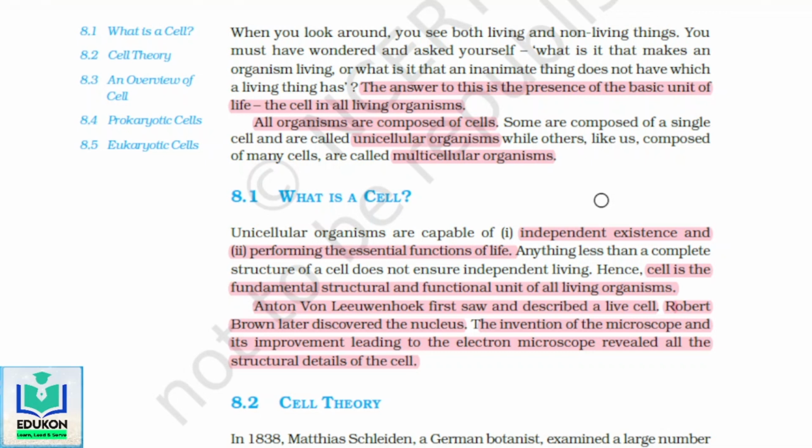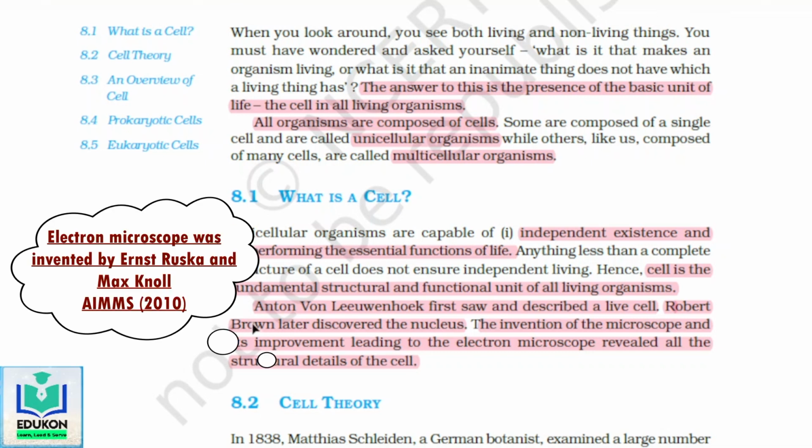Then we have two scientist names here. Anton von Leeuwenhoek, who described a live cell, is the first person. Robert Brown discovered the nucleus. The invention of the microscope, that is electron microscopy, helps us to see all the structural details of the cell. Now coming to section 8.2, cell theory.